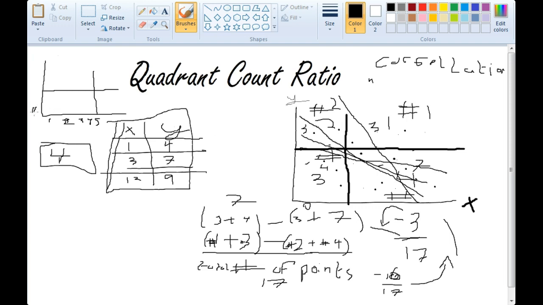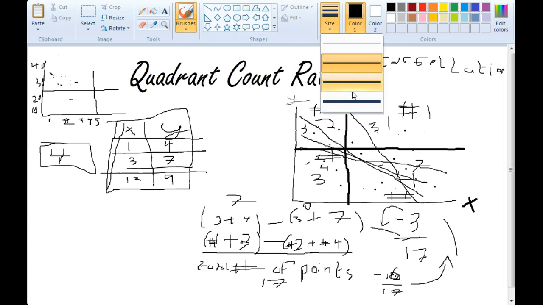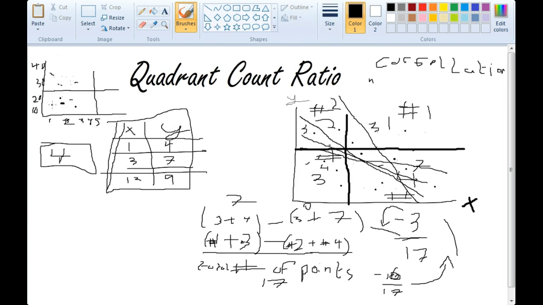10, 20, so 30, 40. So then you would have just a bunch of points that's everywhere. But that's basically just the gist of quadrant count ratio.